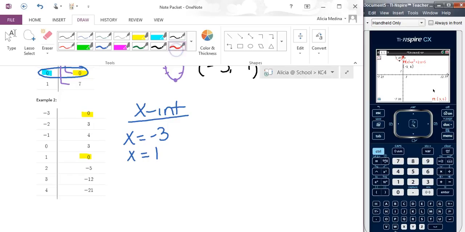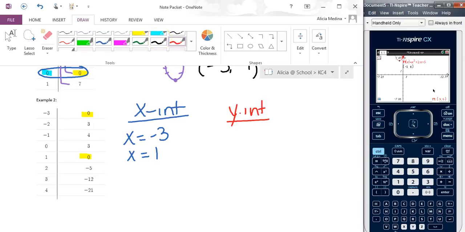Now my y-intercept is whenever my x is equal to 0. So x is going to be, I only see one this time, so therefore my y-intercept is going to be y equaling +3.